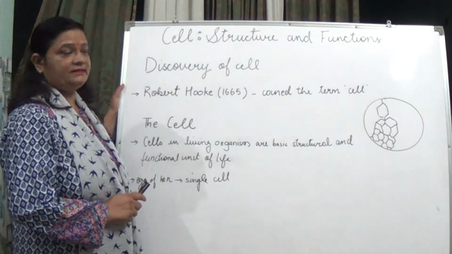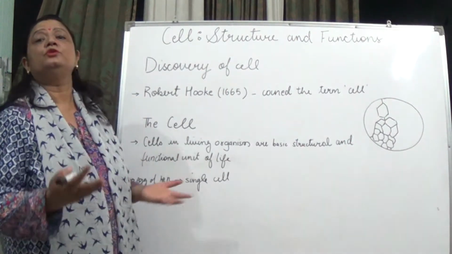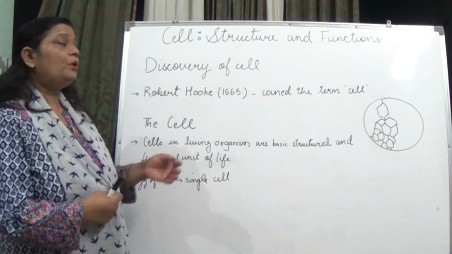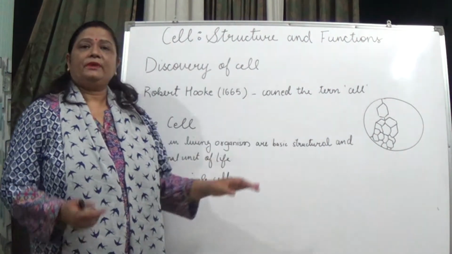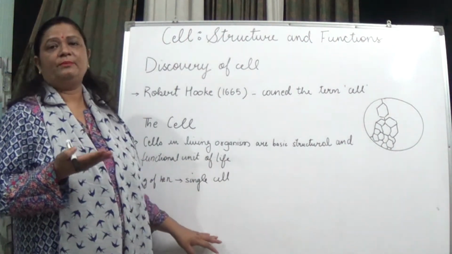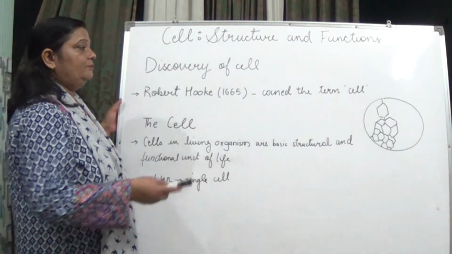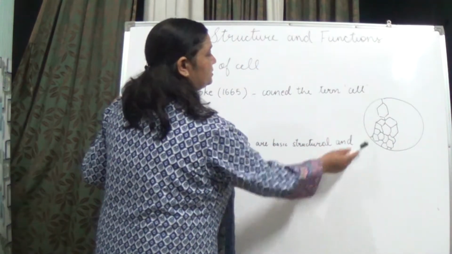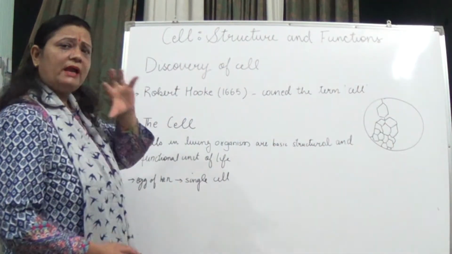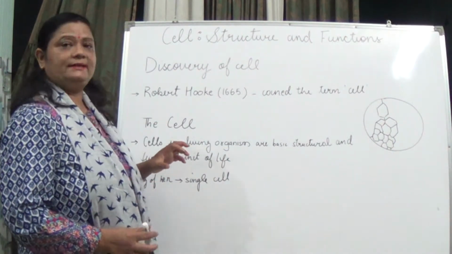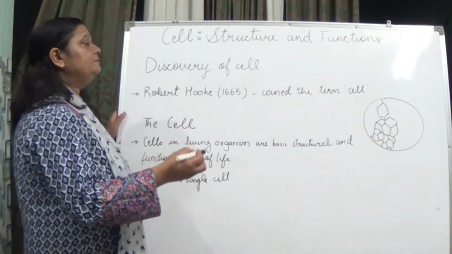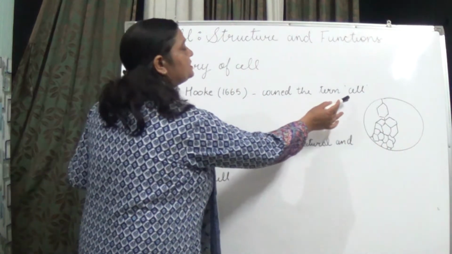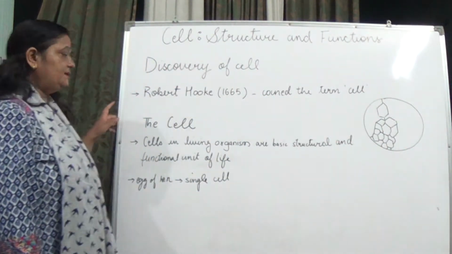How did he see that? How did he come to know about this cell? He observed box-like structures in the cork cells of the bark of a tree. Mainly it looked like a honeycomb design, and he termed that a cell. So what is a cell?